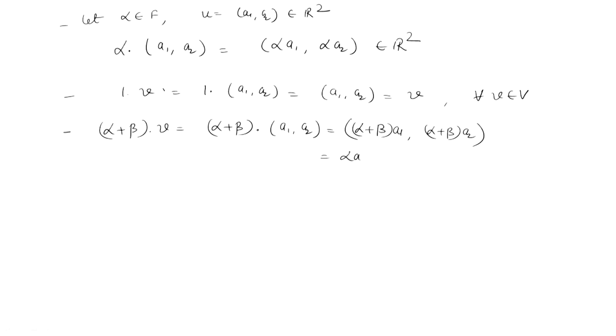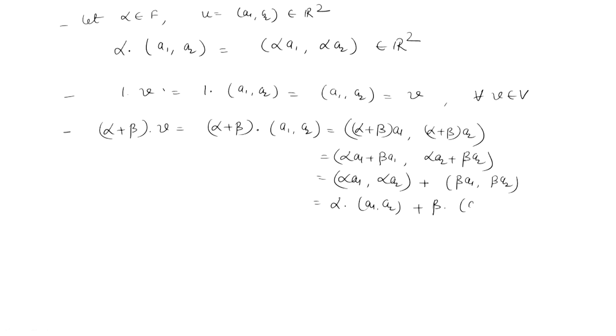So, it is equal to alpha A1 plus beta A1, alpha A2 plus beta A2, which is equal to alpha A1, alpha A2 plus beta A1, beta A2 by the definition of addition, and this is alpha dot (A1, A2) plus beta dot (A1, A2), which is equal to alpha dot V plus beta dot V, and it holds for every alpha, beta in the field, and V belongs to V. That means this property holds for every alpha, beta in the field, and V belongs to V.